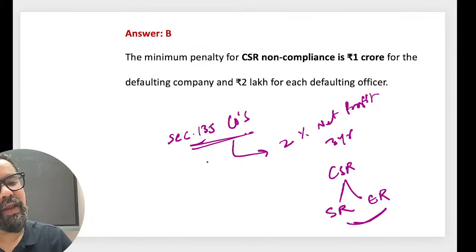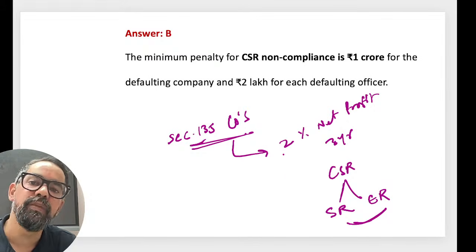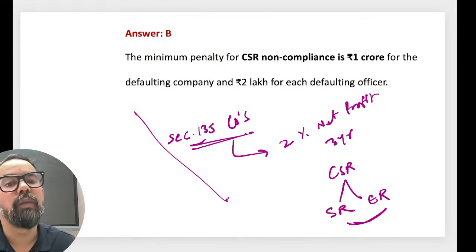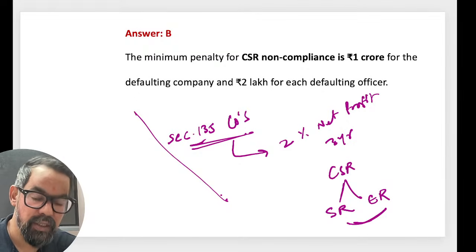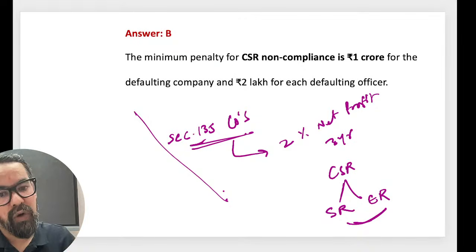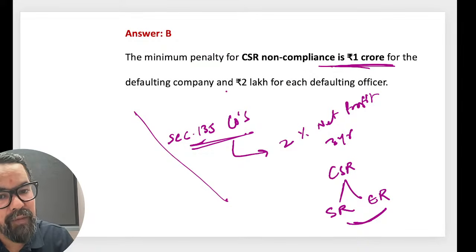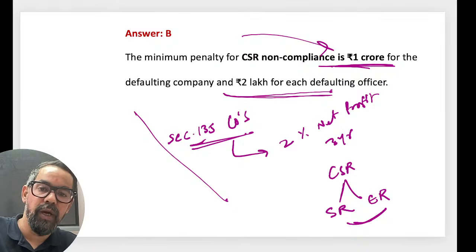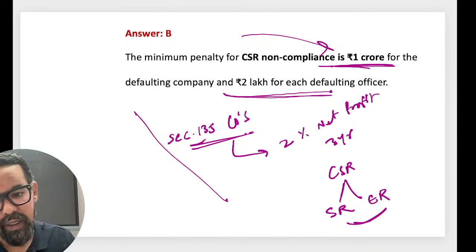Earlier, if you were not following this, there was some sort of imprisonment also. It was called a criminal offense. In 2019 we made some amendments in this, and now it comes under civil. It is defined as a civil wrong. If you are not following the compliances, there is a monetary penalty. On the company it is 1 crore. On the CSR team of ours, the penalty will be 2 lakh rupees. So that is the case.